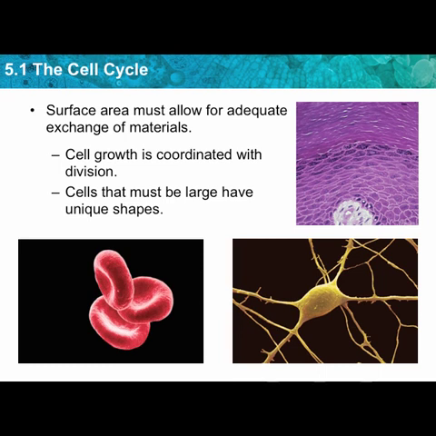This is just a couple of pictures of cells here. Cells that must be large have unique shapes. There's a blood cell in the lower left, nerve cell, and I believe some skin cells there.